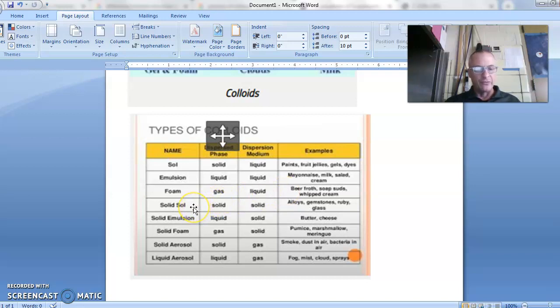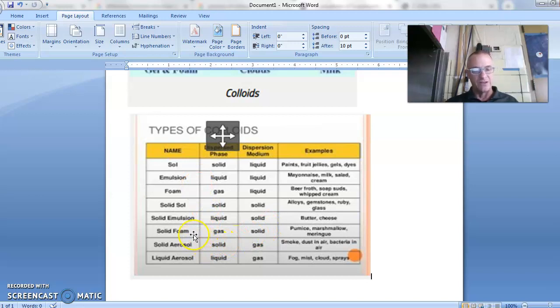Solid sols. Well, what is a solid sol? That is a solid in a solid. Some alloys could be categorized as a colloid, solid within a solid. Gemstones, rubies, glass, a mixture of a solid within a solid. Solid emulsions. That's another type of emulsion where you have a liquid within a solid. Butter and cheese. Now, you're not going to need to know all these, but we're just taking a look at them to recognize them.